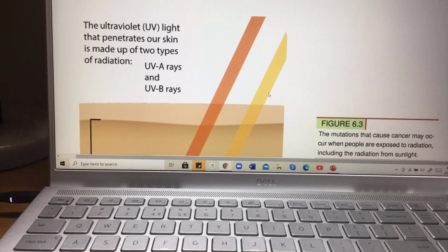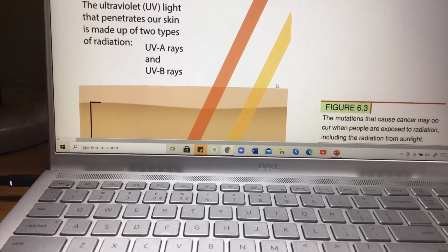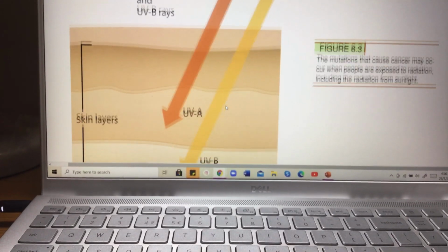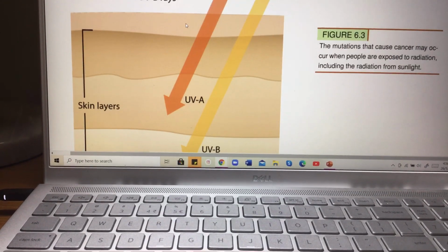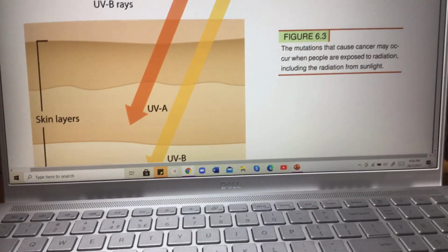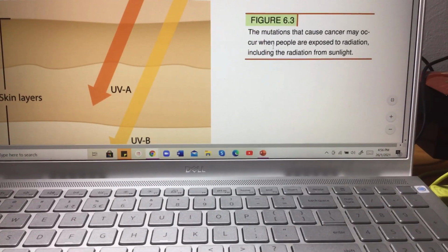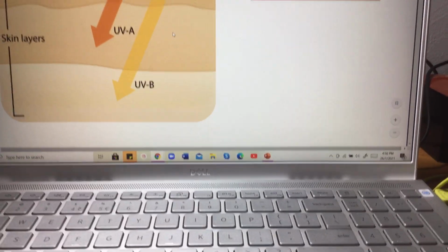The ultraviolet, UV, radiation that penetrates our skin is made of two types of radiation, UV rays A and UV rays B. The rays go into the skin layers. The mutations that cause cancer may occur when people are exposed to radiation, including radiation from sunlight.